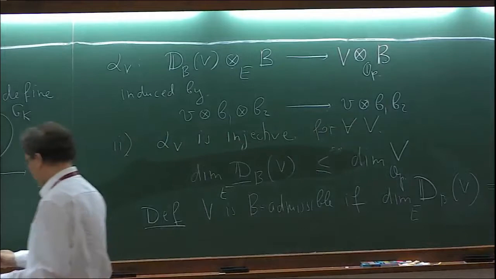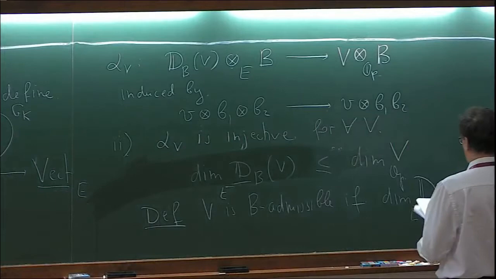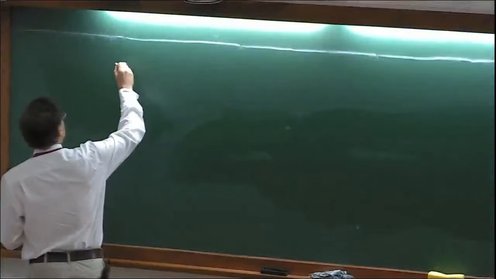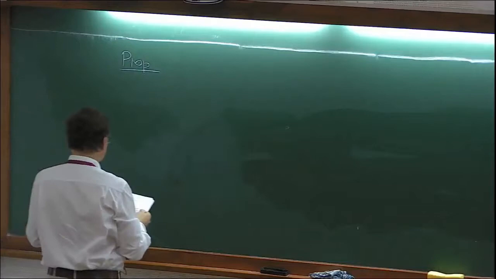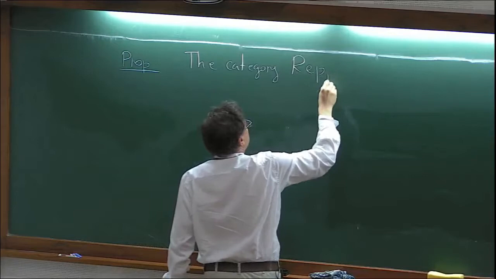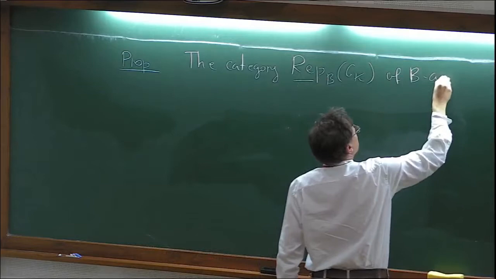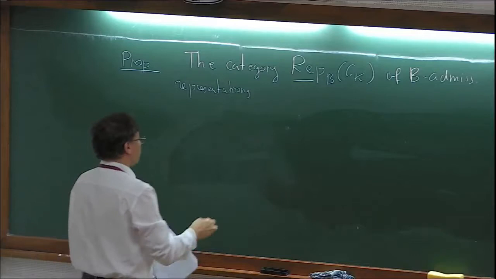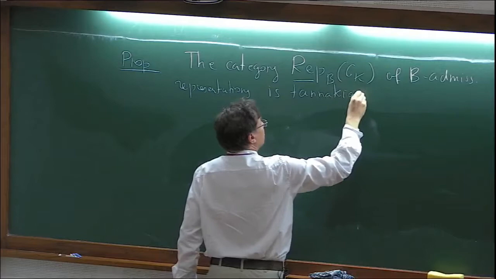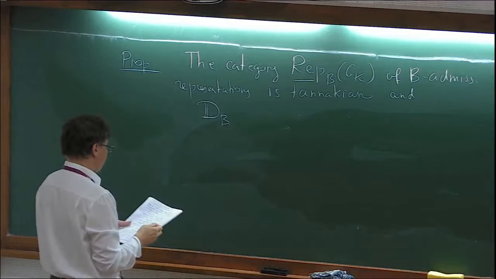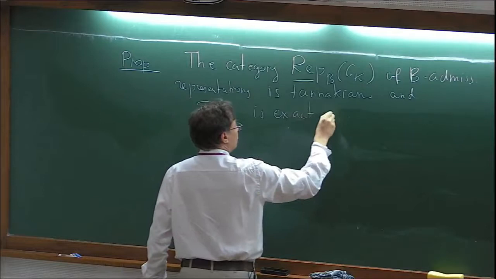So one can easily prove the following statement. So this is a technical statement. So the category Rep_B(G_K) of B-admissible representations is a Tannakian category. And the functor D_B is exact and faithful.